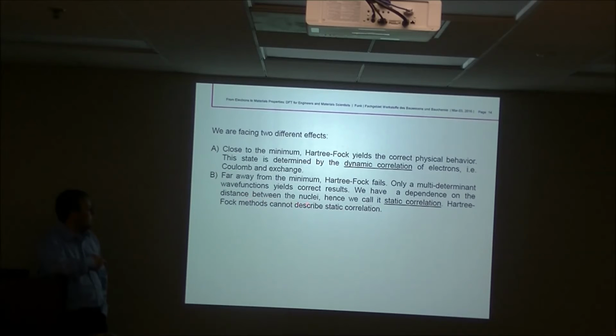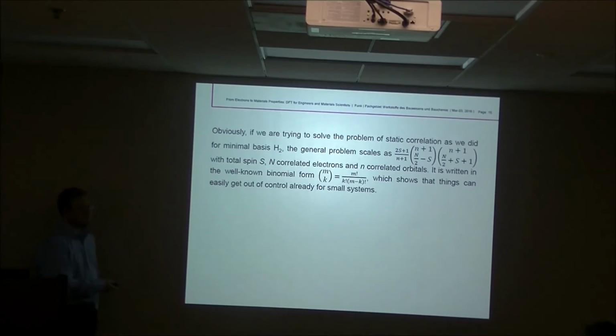So we have a dependence on the distance between the nuclei. But they are static, according to the Born-Oppenheimer approximation with respect to the electrons. So what we have here is static correlation, because it depends on the static part of our electronic Schrödinger equation. Hartree-Fock methods, obviously, cannot describe static correlation. Well, what can we do about it? Sure, we can go for multi-determinant, right? Nice stuff.